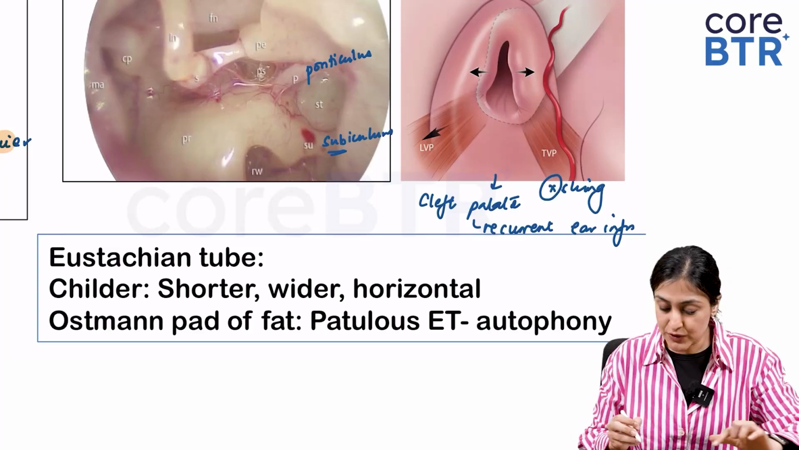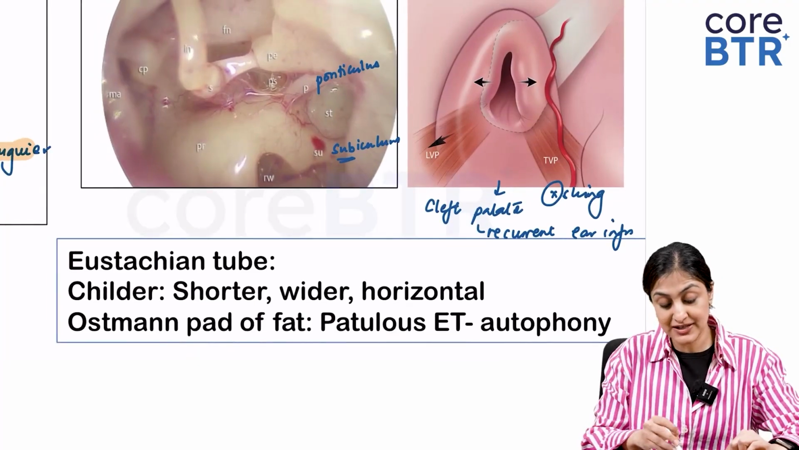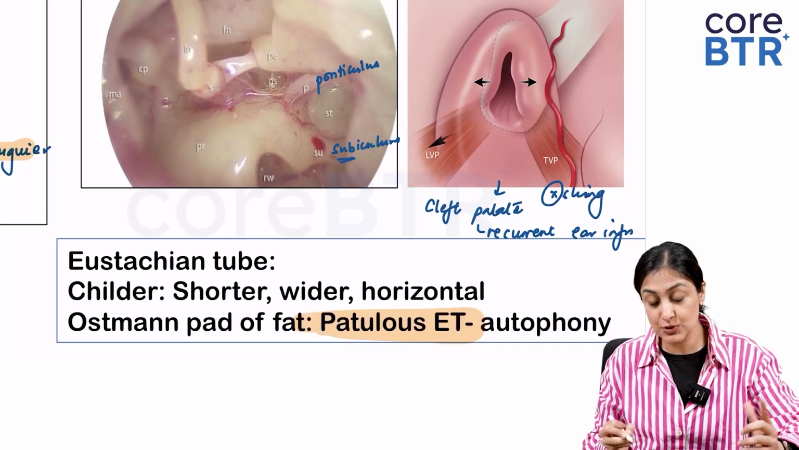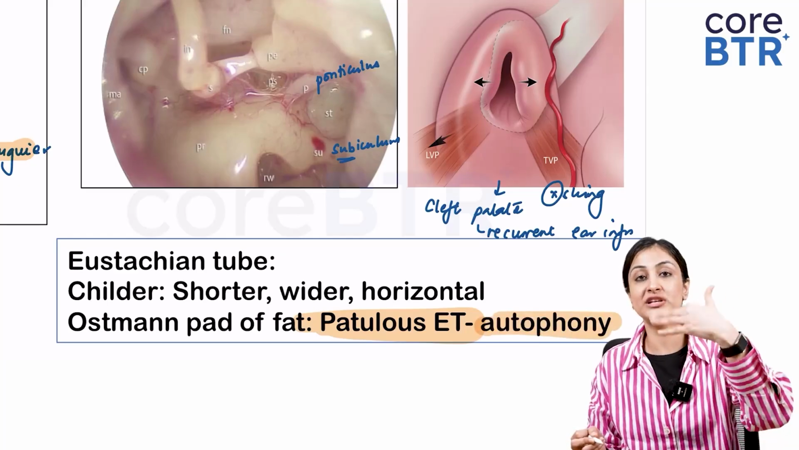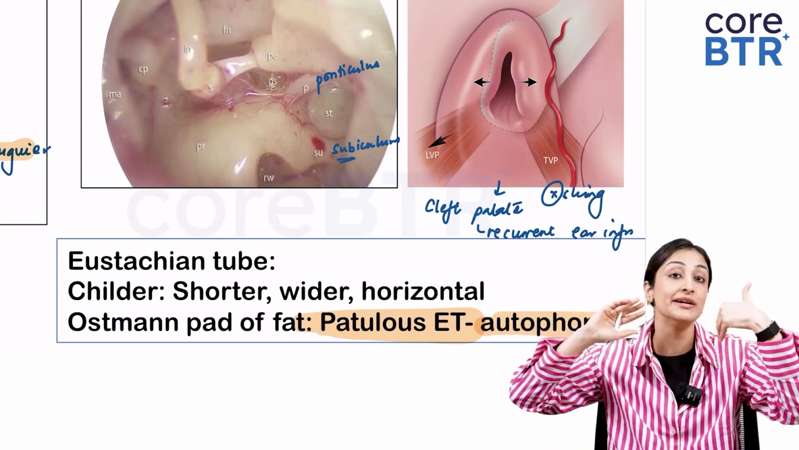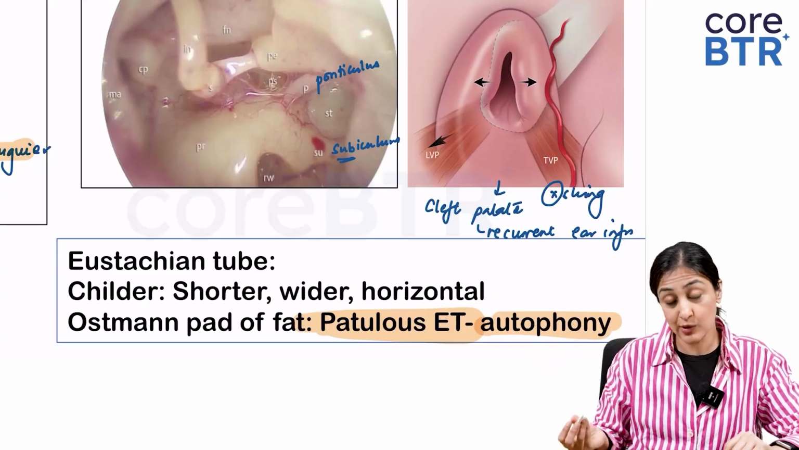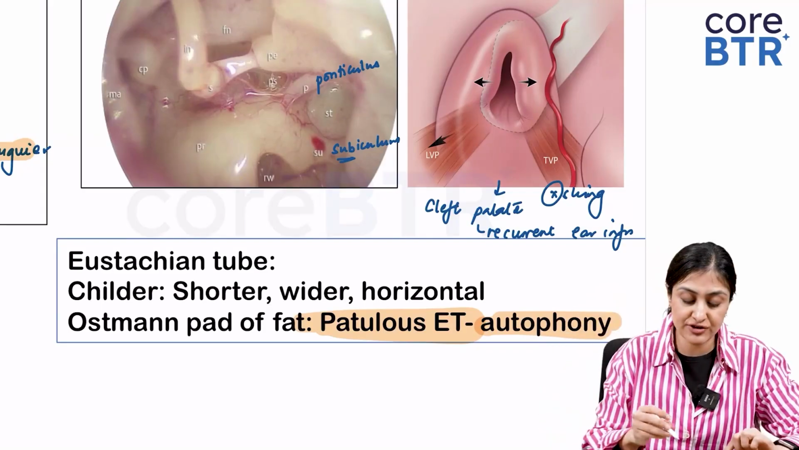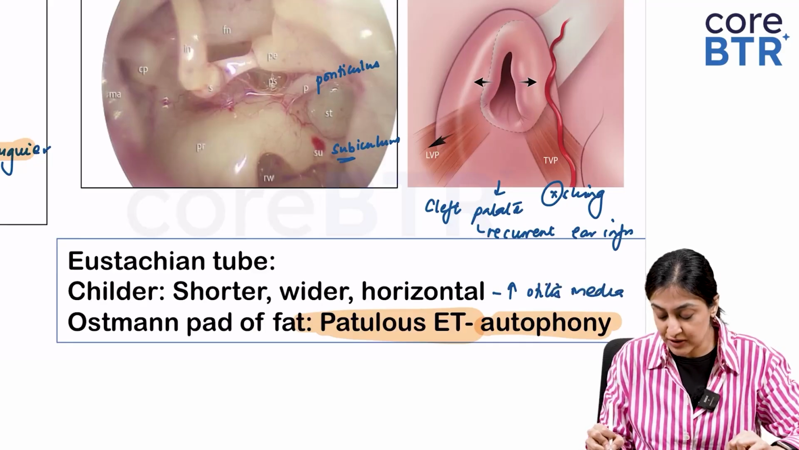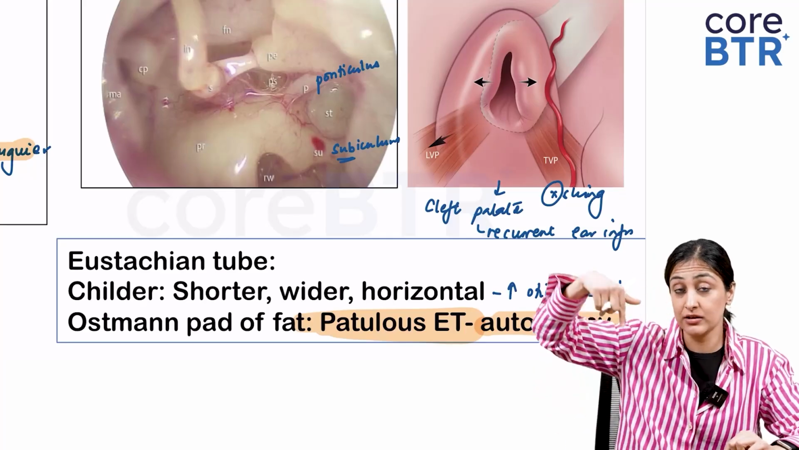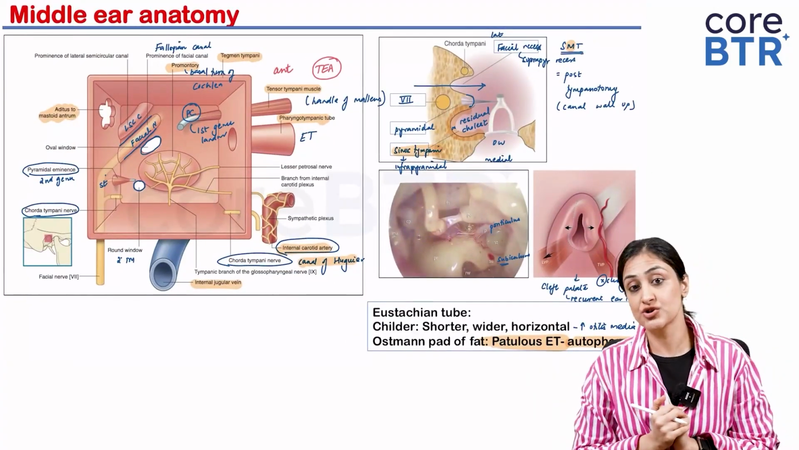The other point, you can also see a pad of fat around it, and that is called Ostmann's pad of fat. If that is absent, you will have a patulous eustachian tube. The opening becomes very wide, and that can result in autophony. Autophony is me listening to my own voice echoing inside my head, right? So that's autophony. In children, the tube is shorter, wider, and more horizontal, and that results in more spread of infections, right? So that's why children have more otitis media, because the tube is a good channel to transmit. So that's about the eustachian tube.